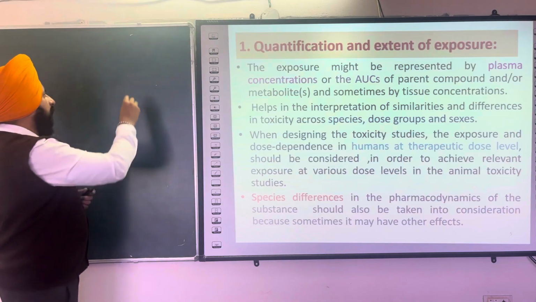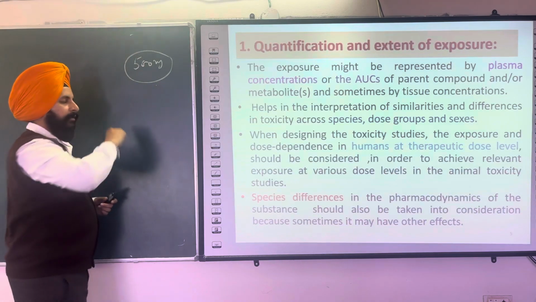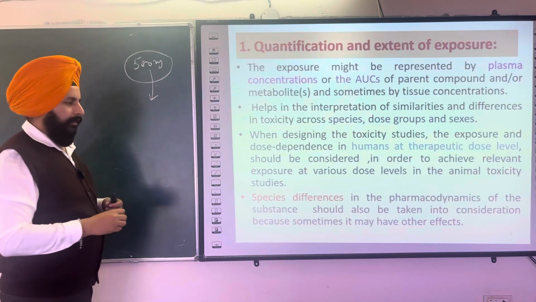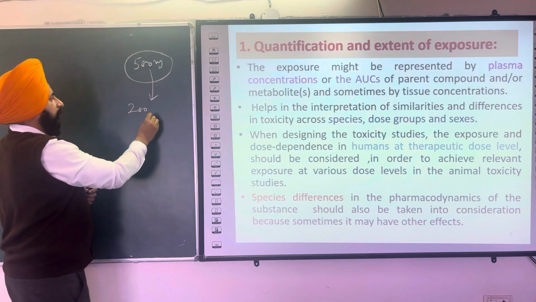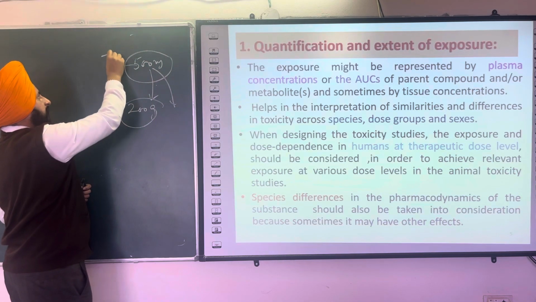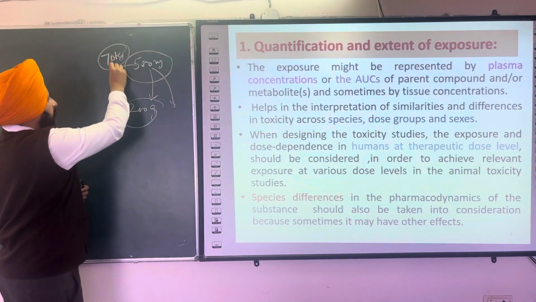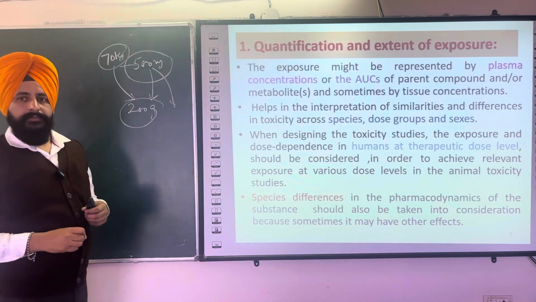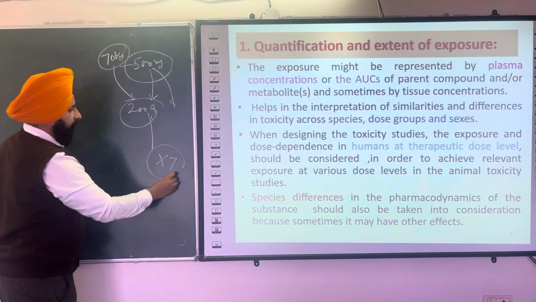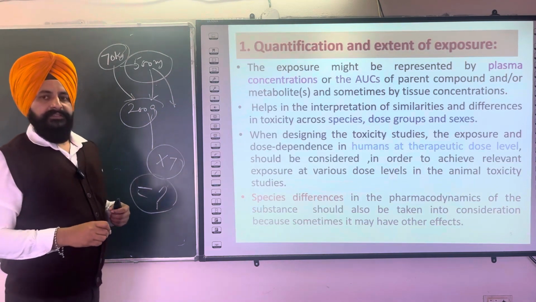So suppose you are giving 500 mg of paracetamol to a human being, so you can calculate as such. In case of an animal, suppose its body weight is 200 gram. If this is for a 70 kg human being, you are giving 500 mg, then how can you give it for 200 gram of animal? Once you calculate, you multiply it by a factor of 7, and the dose which you want to administer you can easily find out.